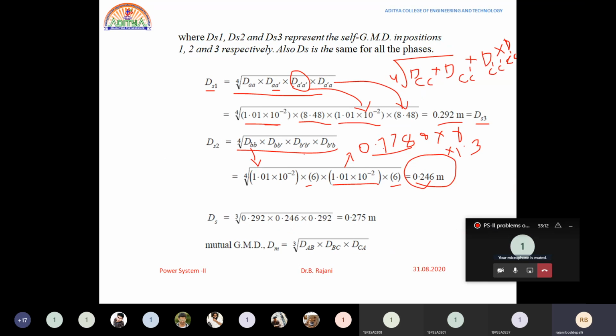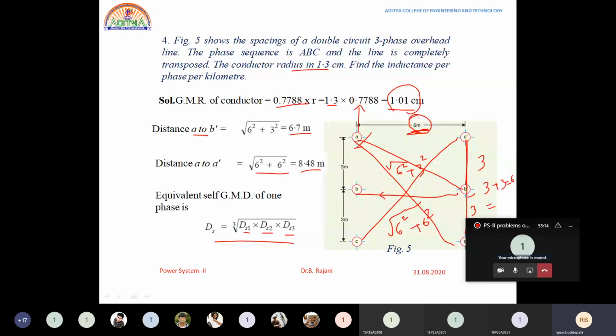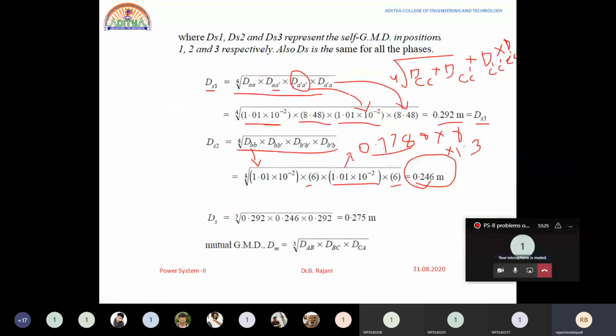Here, BB dash, how much is the distance? Same as 6. The A and C dash distance is the same as the B and B dash distance, so I have kept 6 here and 6 here. If we have the same suffixes, like BB or B dash B dash, C dash C dash, we have to put this formula. Why? Because the self GMD of that particular conductor itself is 0.7788 into R.